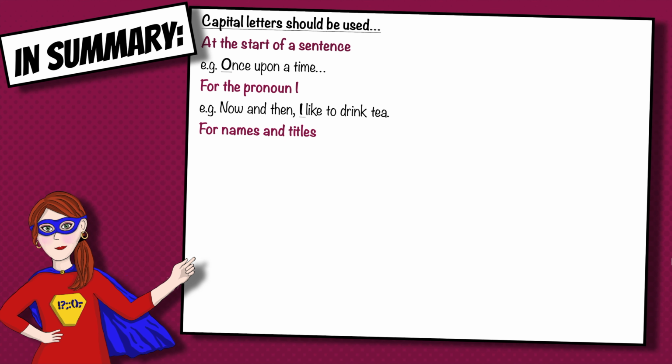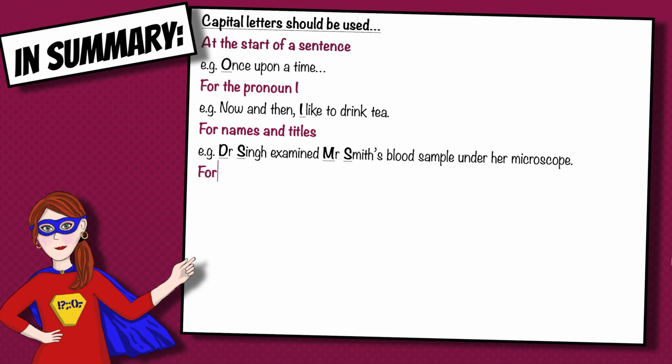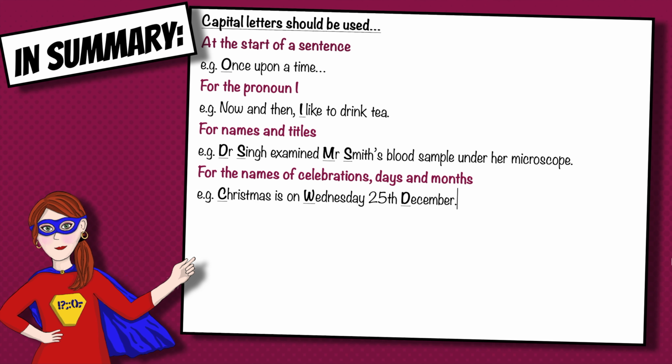We also need it for names and titles, as we discussed, e.g. Dr. Singh examined Mr. Smith's blood sample under her microscope. For the names of celebrations, days and months, so that includes things like holidays. So I have put here Christmas is on Wednesday, the 25th of December. So we've got the holiday or the celebration with Christmas, the name of the celebration. We have got the name of the day of the week, which is Wednesday, and we have the name of the month, which is December.